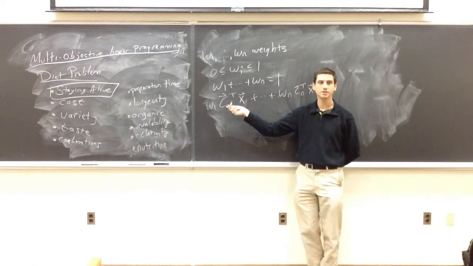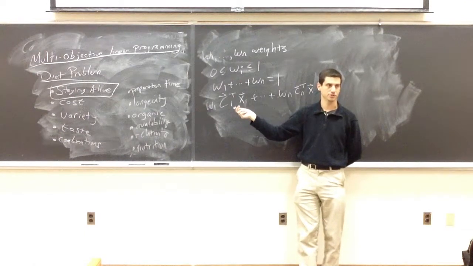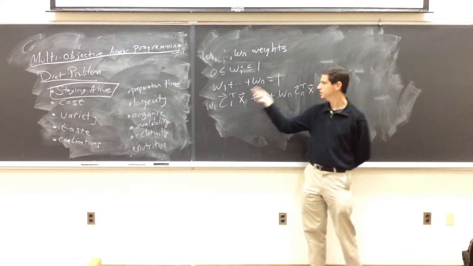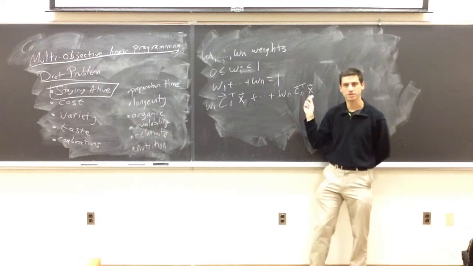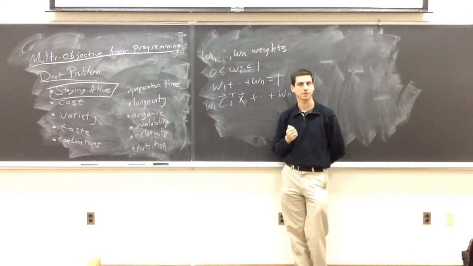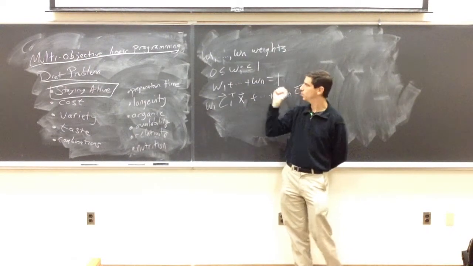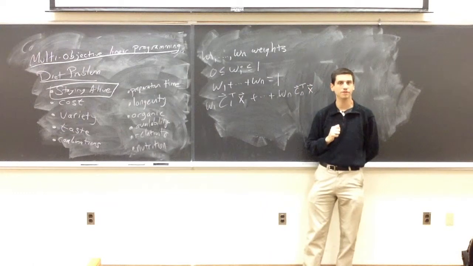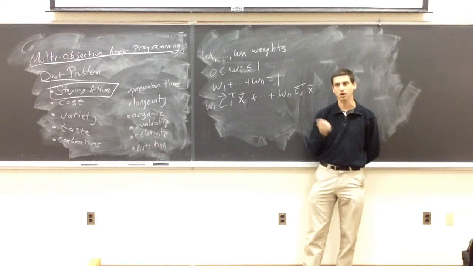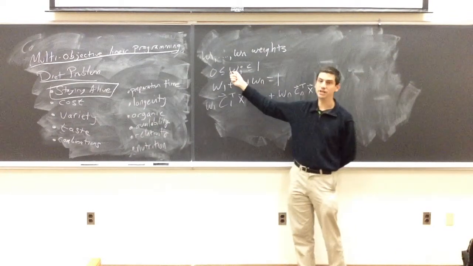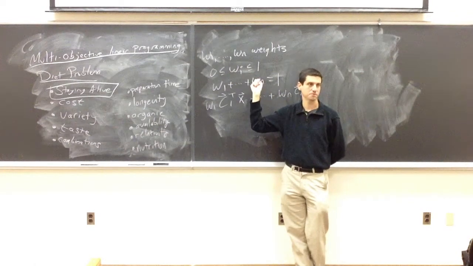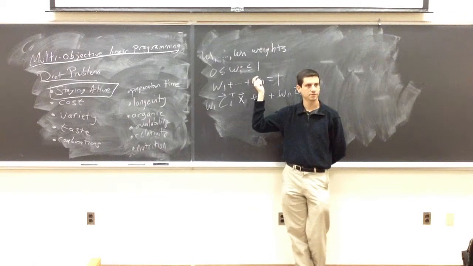So we have different objective functions. This is the first objective function. This is the last objective function. We take a linear combination of them. Does it matter that the weights sum to 1? What if the weights sum to 5? Would that make any difference? No. As long as we assume the weights are non-negative, it makes no difference. Why might we want to assume the weights sum to 1?